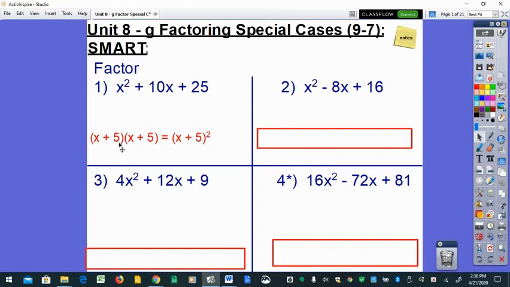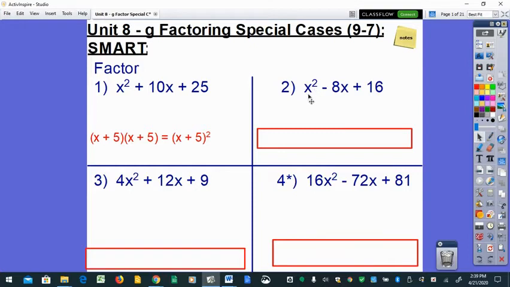You can write it either way. It is legitimate, but normally if it's the identical twins, the best way to write it is quantity squared. So this means take x plus 5 times itself. It's a shorthand way of writing it. Let's take a look at this next one and see if it's a perfect square trinomial.